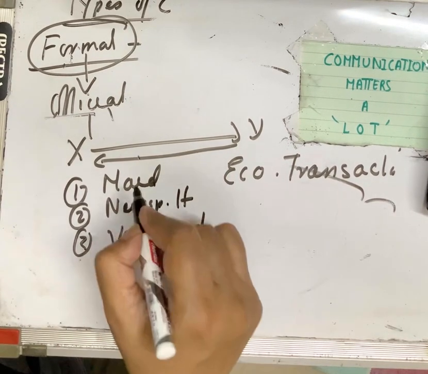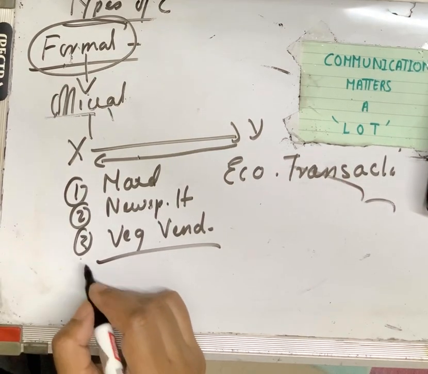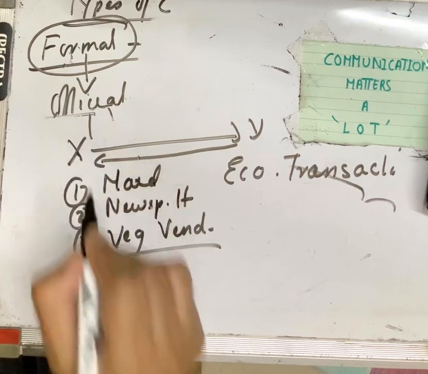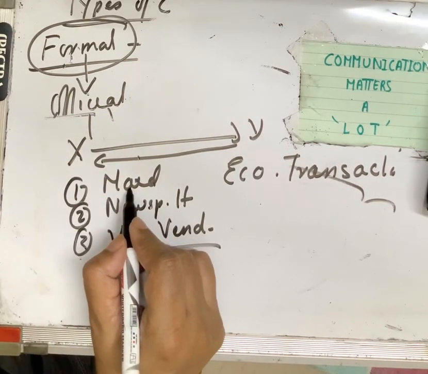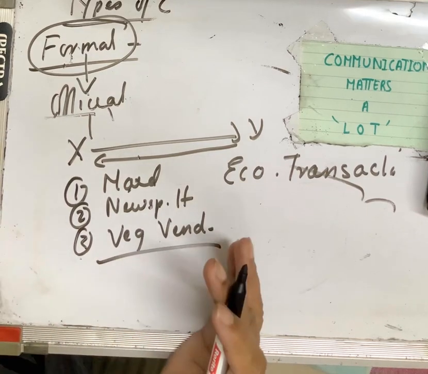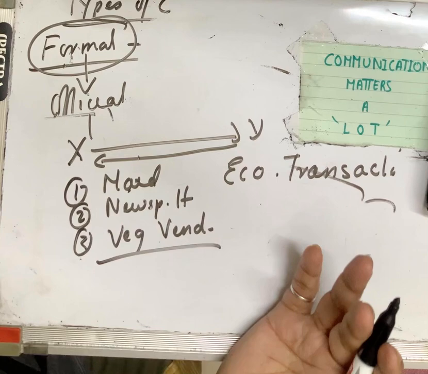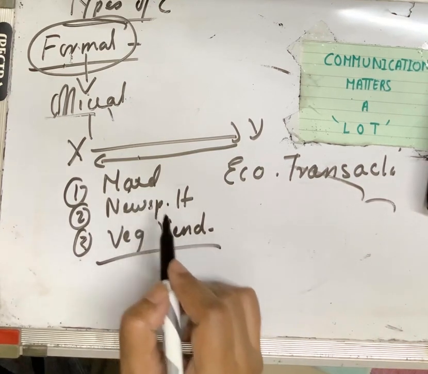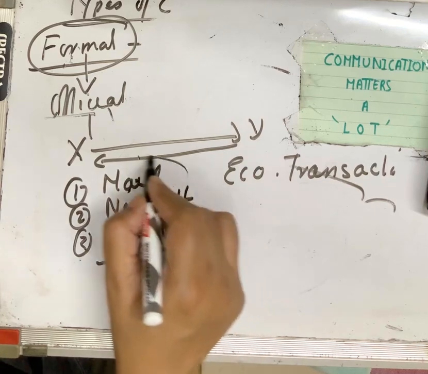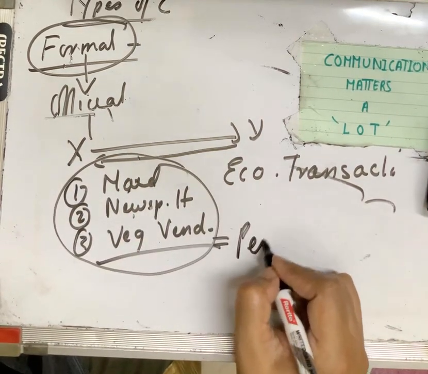Okay? Maid, newspaper hawker, vegetable vendor. So X gets up, he talks to the maid in a very careful manner. He doesn't really think, but he's kind of cautious. He's not as spontaneous, and so with the newspaper hawker, so with the vegetable vendor. But there is a kind of personalized touch.